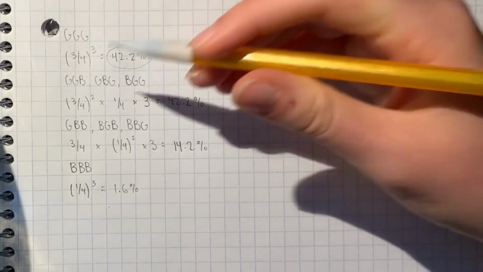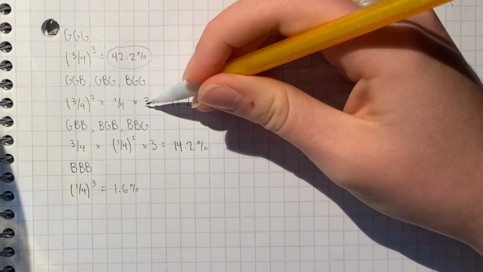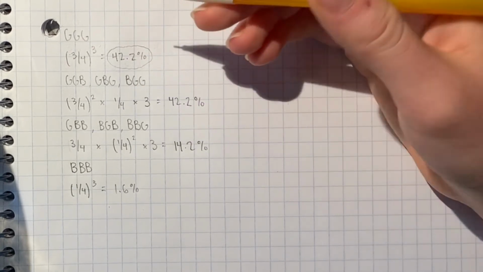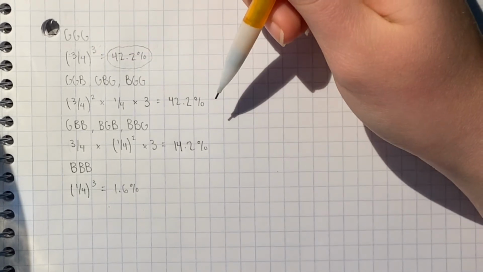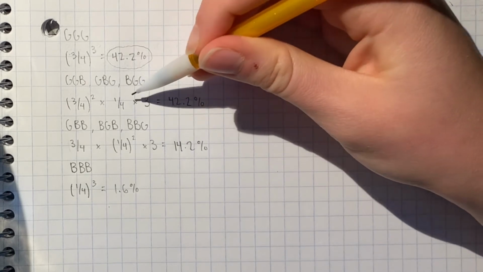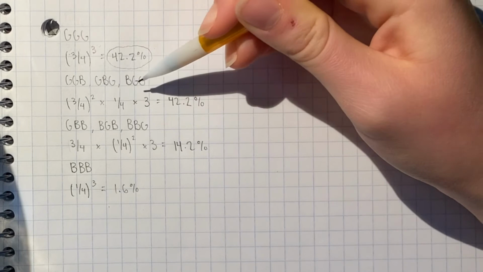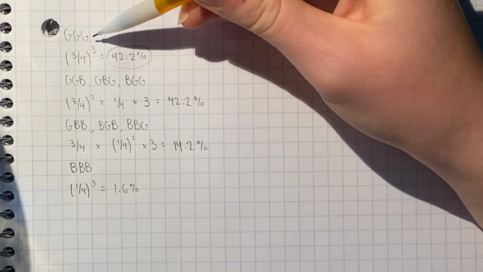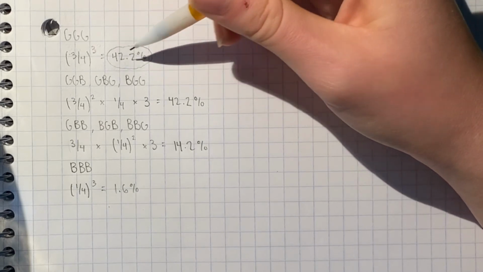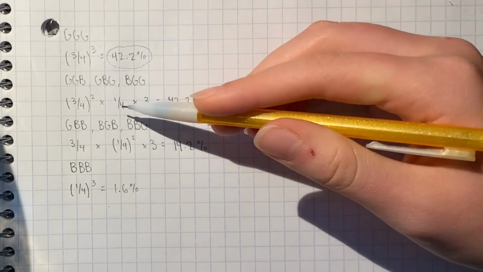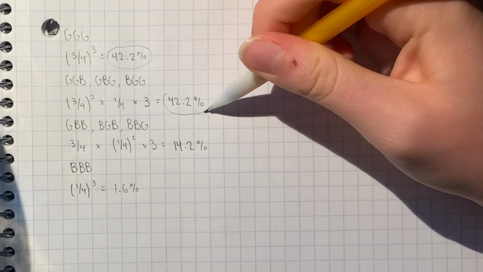You can't forget that blue. You have to multiply it by 1/4. And then I did times 3. Why didn't I do this one times 3? Because there are 3 possible ways of getting 2 greens and 1 blue, right? 1, 2, 3. For the 3 greens, there's only one possible way. So basically, I was multiplying this by 1, which I didn't even need to put. So I did this to get the same thing, 42.2%.